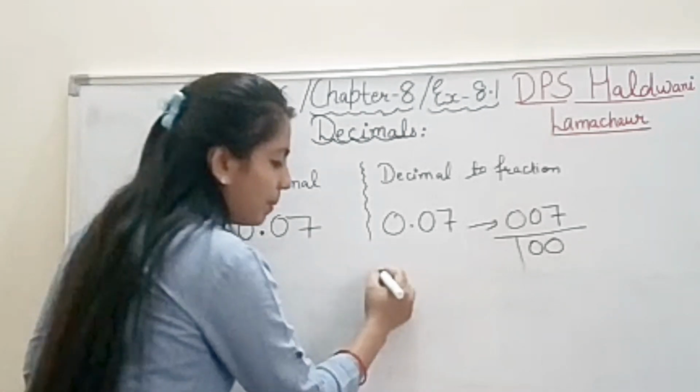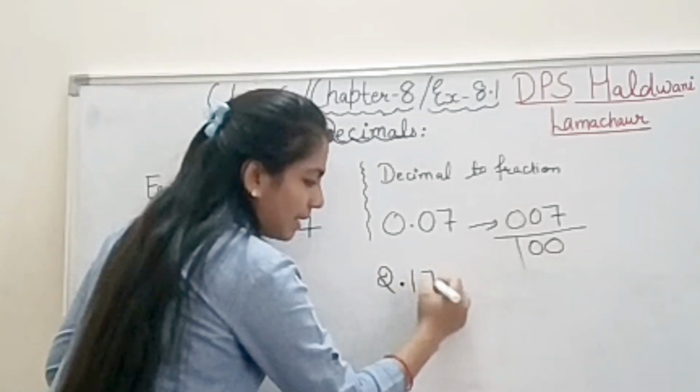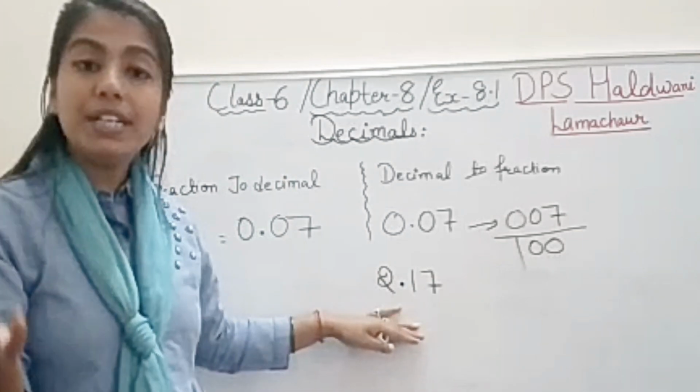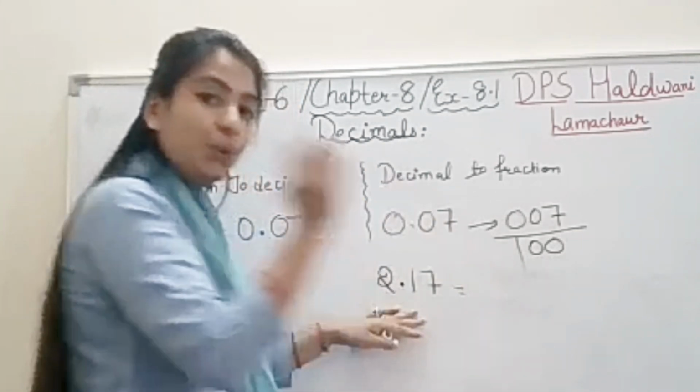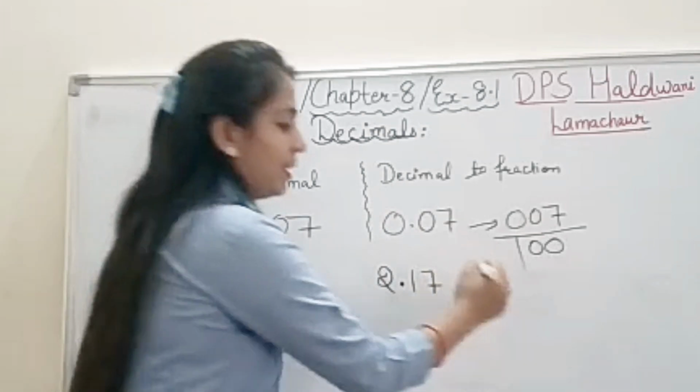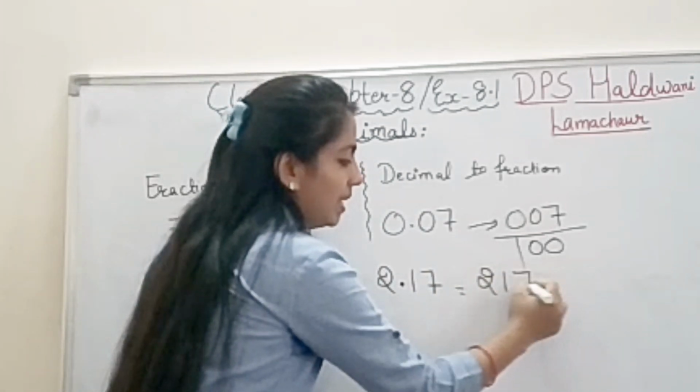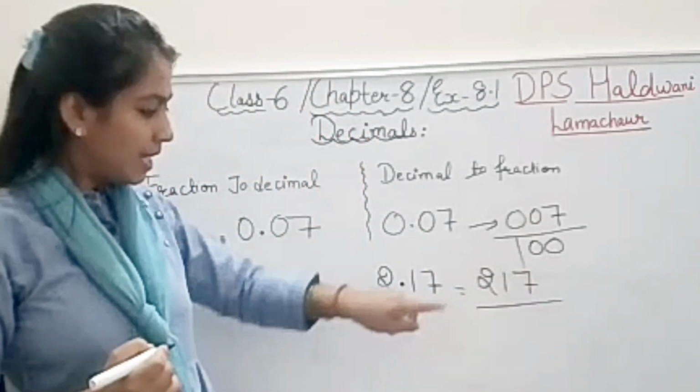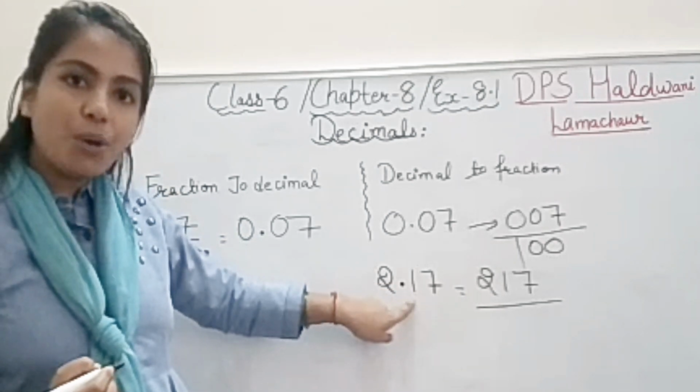Let's take one more example. If you have 2.17, so it is a decimal, convert it into a fraction. So the total number is 217. So it would be 217. We have to convert it into a fraction. How many zeros would be there in the denominator?